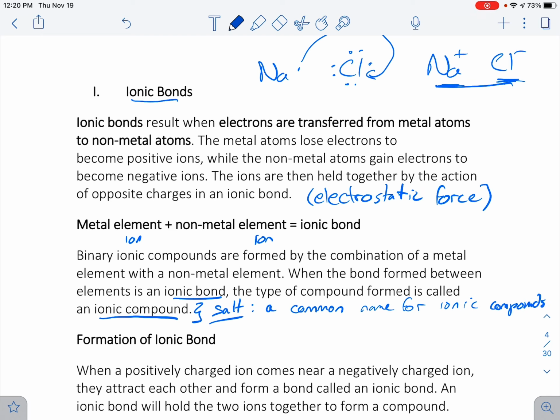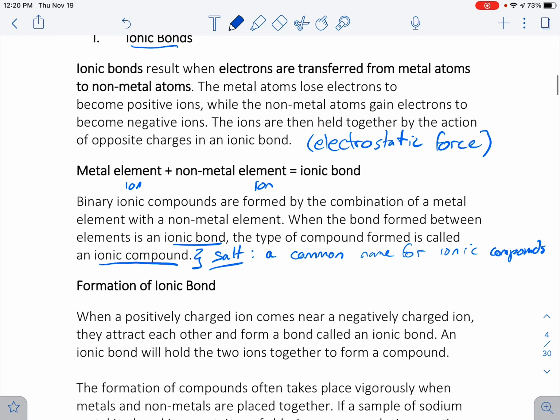So we do have table salt, which is a specific type of salt, but we also have lots of other salts. There are salts that are poisonous, salts that are not poisonous, salts that are useful, salts that are used for conduction, salts that are used for insulation, all sorts of properties of salt. It's a very common category of chemical.